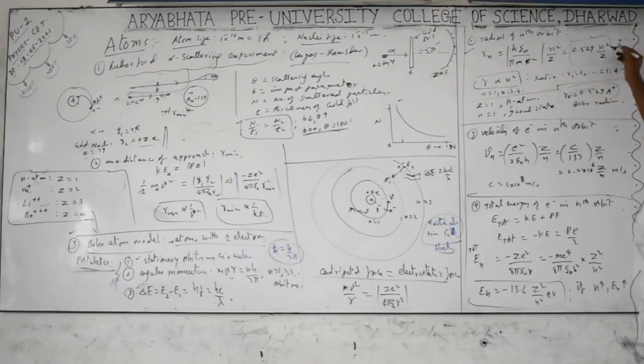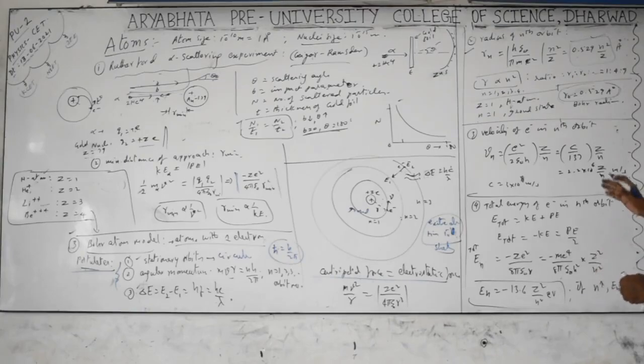For the ground state, n equal to 1. Z for hydrogen is also equal to 1. If you substitute these two, you will get for hydrogen, in the ground state, the radius of the orbit equal to 0.529. This is called the Bohr orbit. The units are in angstroms. This radius of the orbit is proportional to n², and inversely proportional to Z.